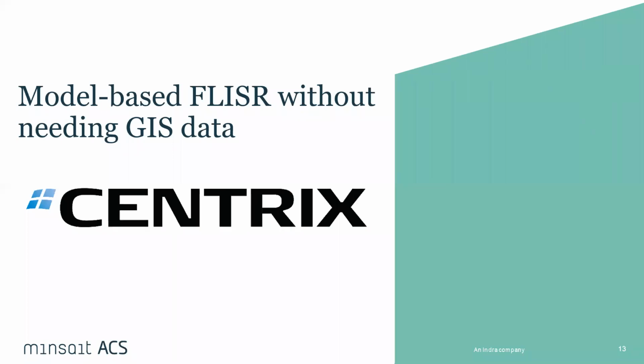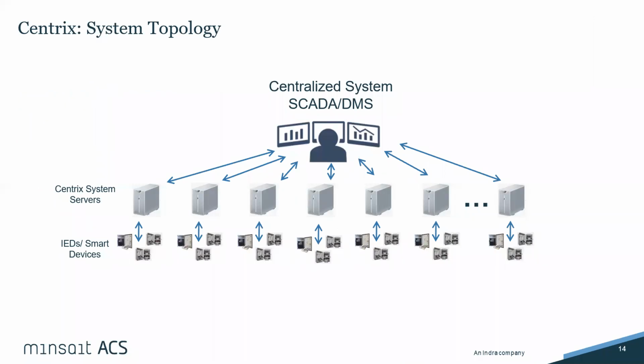Because we said it's a distributed approach. So architecturally, this is what it would look like. It's very scalable. Depending on how many feeders, you'd have multiple servers, but they'd all be communicating back to your centralized system, your SCADA or DMS, which could be Prism. If you're an ACS customer, it could theoretically be anybody's SCADA or DMS system. These Centrex servers would then be communicating directly with all your IEDs and smart devices out in the field.